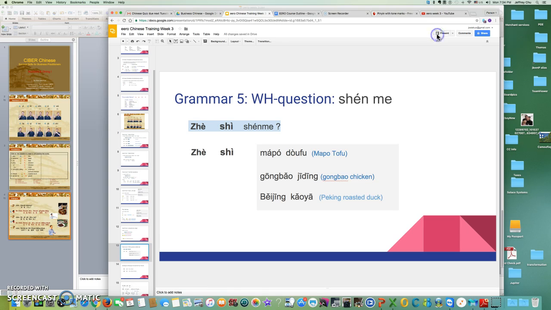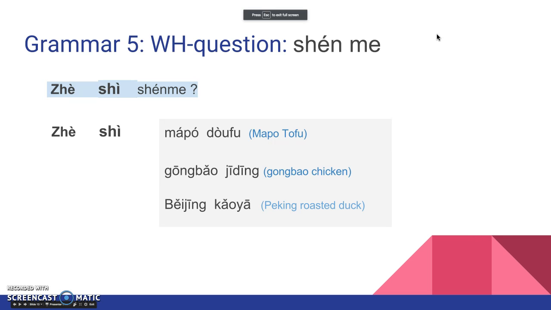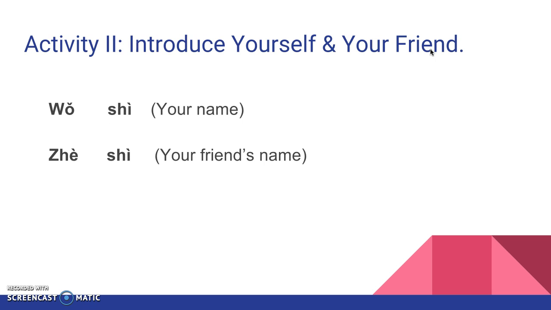In our last grammar point, we go over how to form a WH question using 什么. 什么 means what in Chinese. You do not have to change the word order when you ask a question in Chinese. You just simply replace the noun with a question word, then it becomes a question. So what is this? In Chinese, it will be this is what. 这是什么？这是麻婆豆腐。这是宫保鸡丁。这是北京烤鸭。Now you can practice using 这是 to introduce your friend.